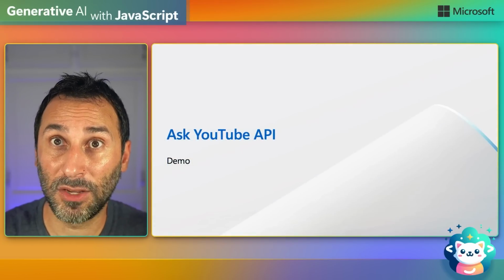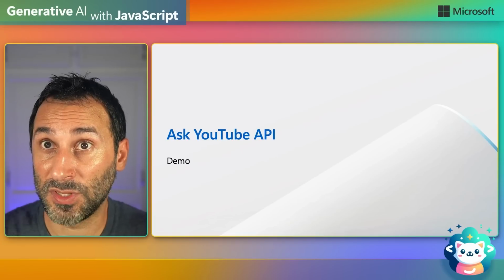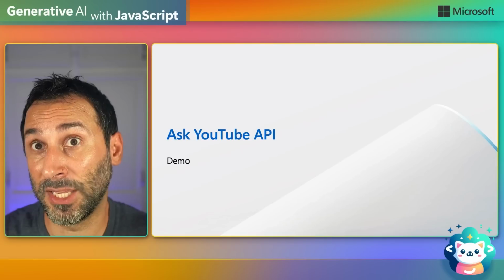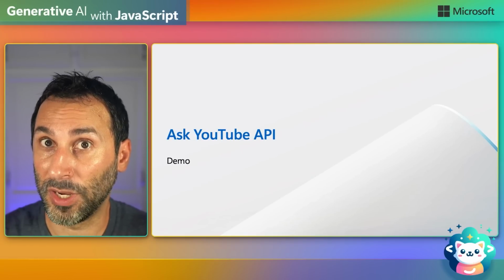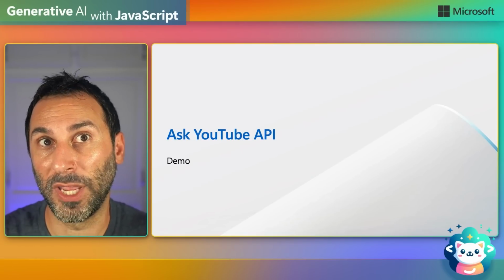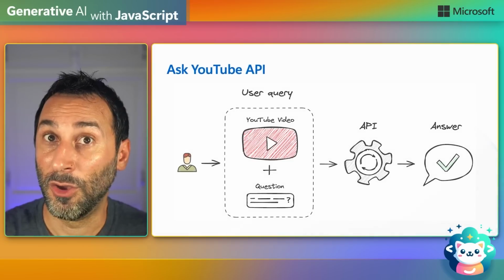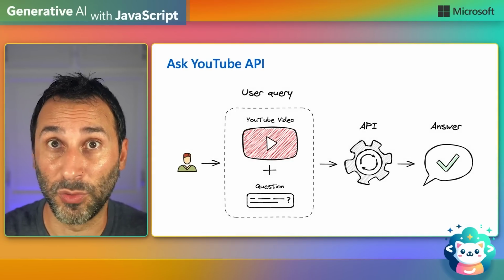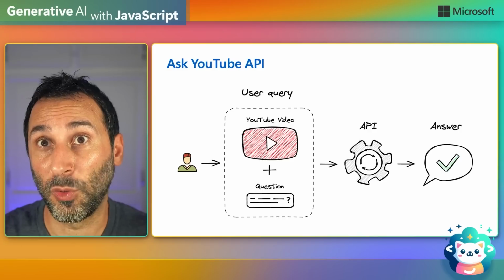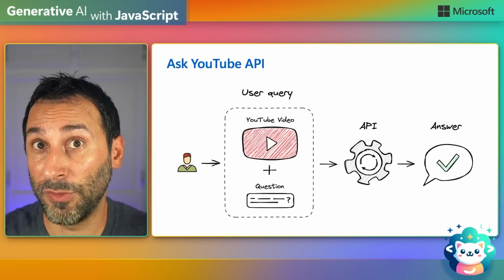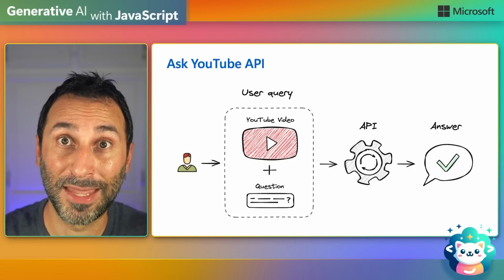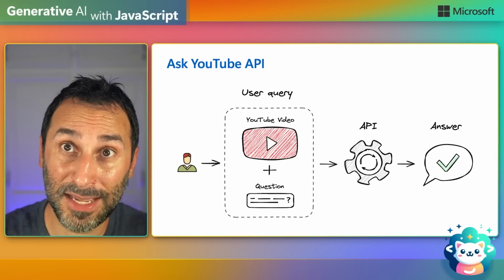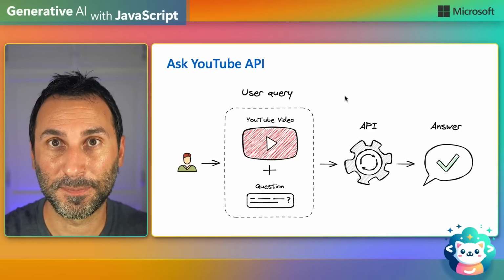Let's see a practical example of how you can use LangChain.js to quickly create an application prototype that works locally first and then deploy it to Azure. For this demo, I wanted to build an API where I can send a link to a YouTube video and ask a question so I can get an answer without having to watch the video. Let's see how we implemented that with LangChain.js.